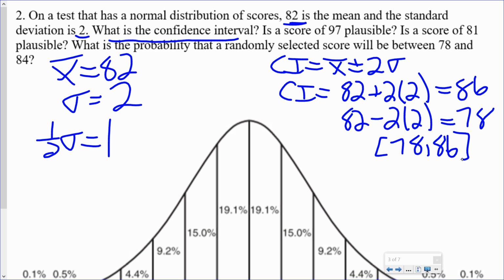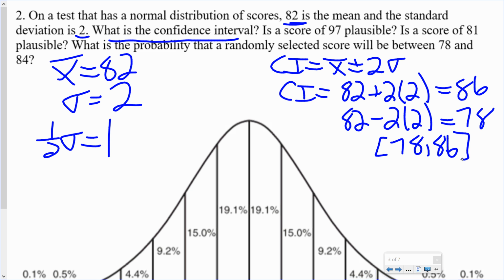And what that means is that the range of expected values is between 78 and 86. It would be expected for you to get a 78, a 79, an 80, an 81, an 82, an 83, an 84, an 85, or an 86. It would not be expected for you to get 77 or lower. It would not be expected for you to get 87 or higher. It's possible. I'm not saying you can't get a score that's higher or lower, but I would not expect that. It would be unusual for you to get a score that's not between 78 and 86.